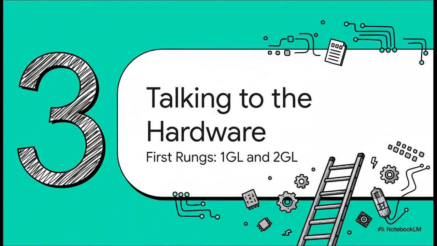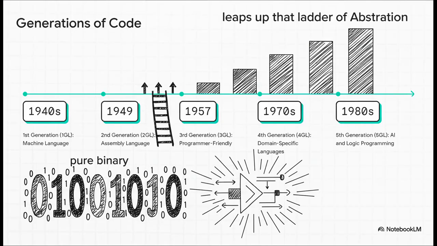This brings us to the very first steps on what we'll call the ladder of abstraction. We're starting at the bottom, right down at the bare metal, looking at the very first ways humans ever tried to talk to a computer. This timeline is pretty wild when you look at it. I mean, in just 40 years, we went from programming with literal ones and zeros to describing complex problems with logic. Each of these generations is a huge leap up that ladder of abstraction we were just talking about.